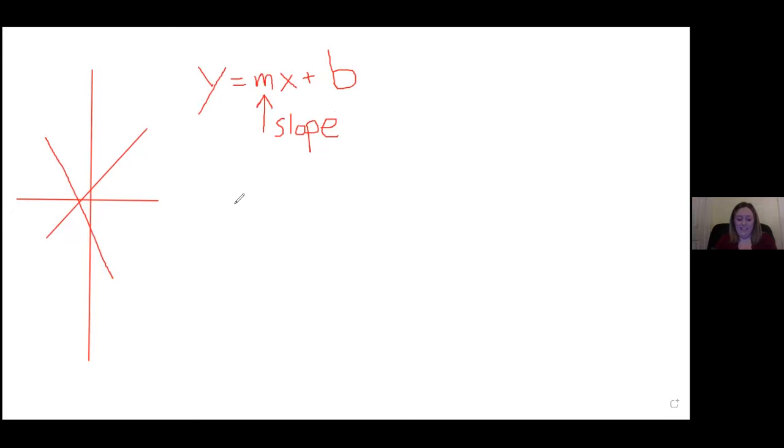I said, that's okay. So here is what we call the slope-intercept formula or form of a line. So it's a linear relationship, okay? M being the slope, B being where it crosses the axis here, the y-intercept.